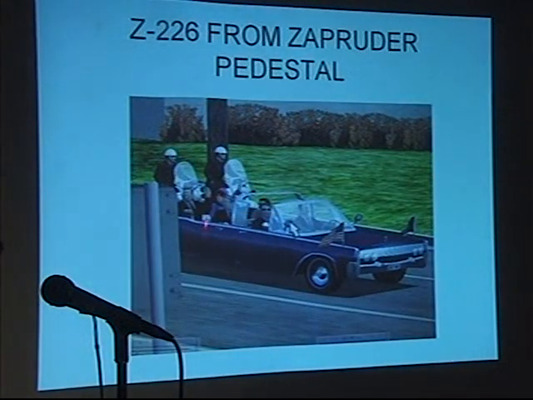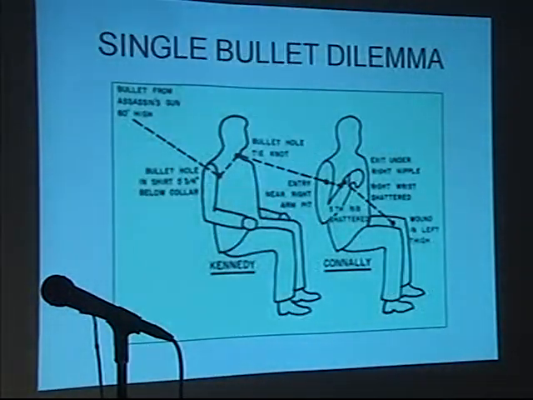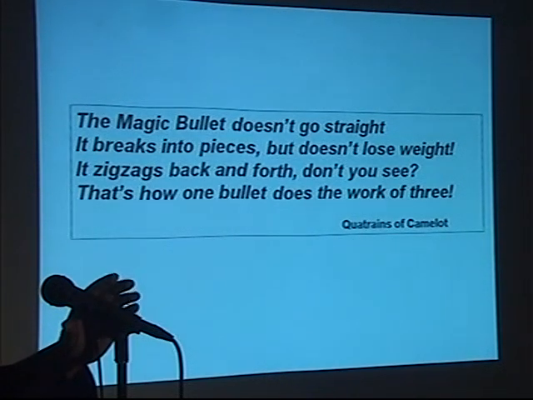Next slide. And this is viewed from the Zapruder pedestal. Next slide. Okay. Next slide. And that's the magic bullet. Keep going. The magic bullet doesn't go straight. It breaks into pieces but doesn't lose weight. It zigzags back and forth, don't you see? That's how one bullet does the work of three.